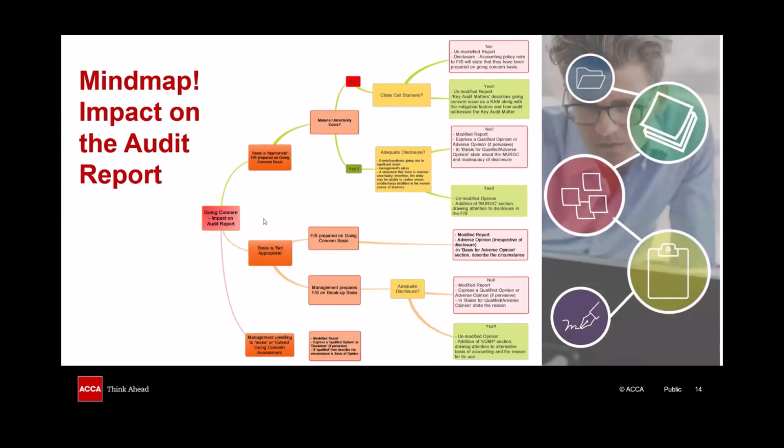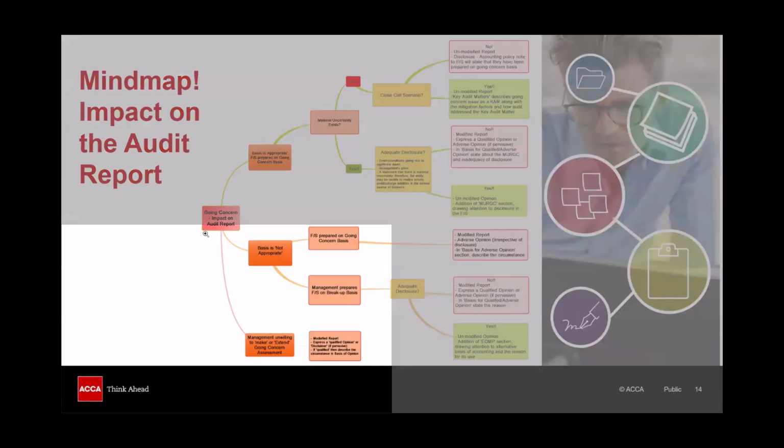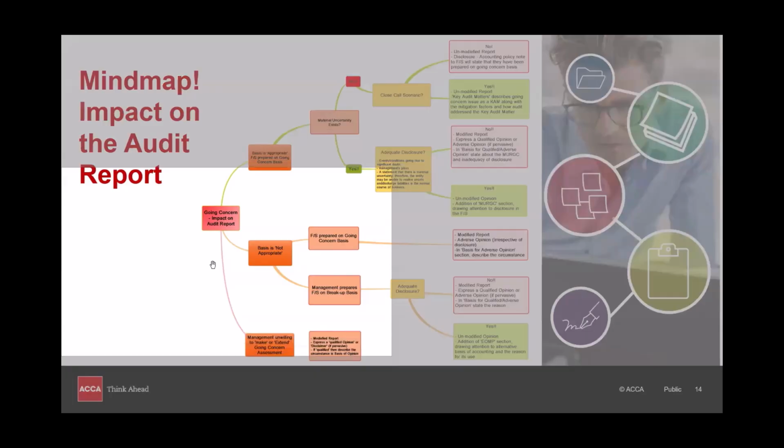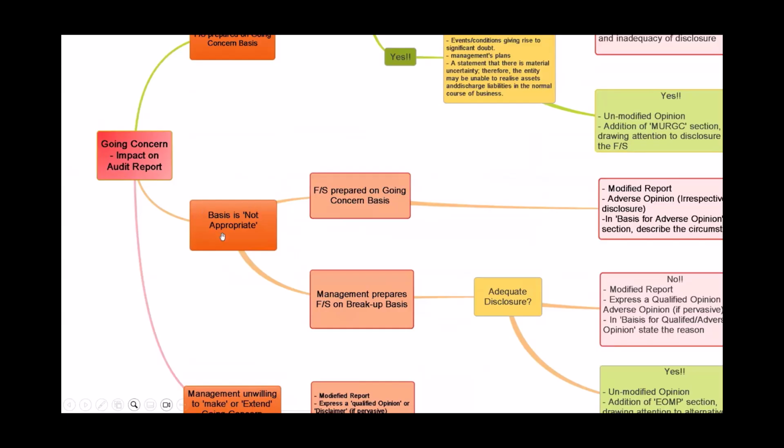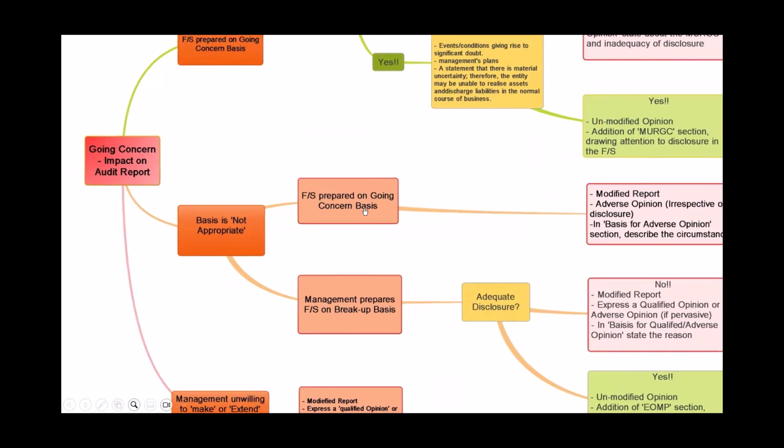Now that we have already covered the entire situation one, let's move forward to see what situation two entails. So in situation number two, the basis is not appropriate. That means the entity is not a going concern. And if an entity is not a going concern, the basis of preparation is not appropriate. But in this scenario, the entity has yet chosen to prepare the financial statements on going concern basis.